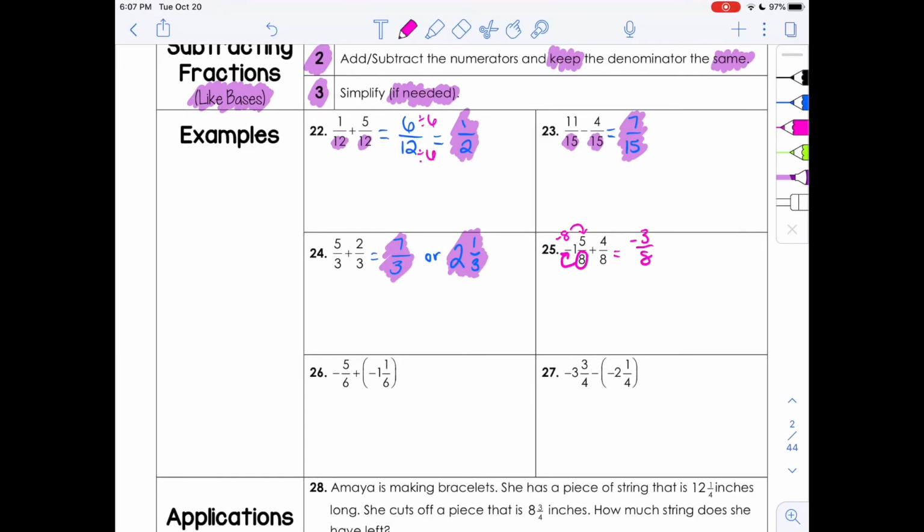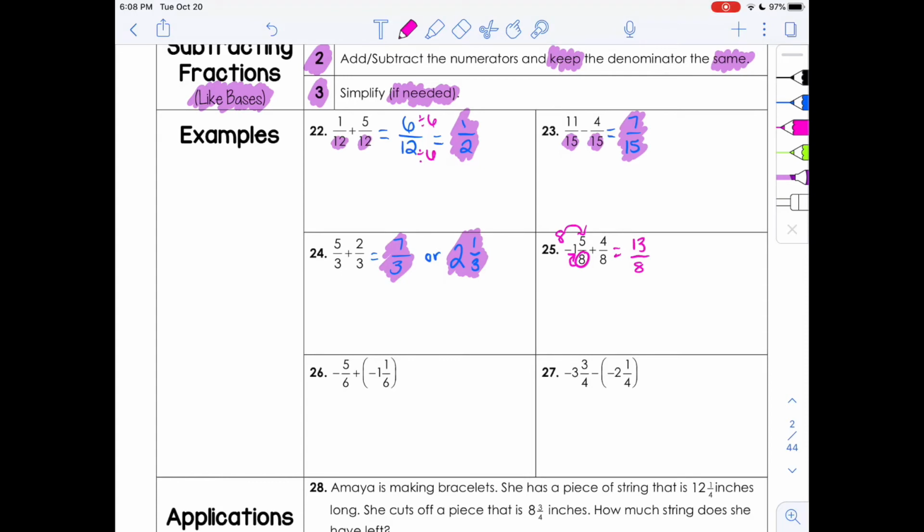I'm sorry. Let me back up just a minute. So let's start over. So you want to multiply your 8 times your whole number. We're going to multiply it just times the 1. And 8 times 1 is 8. And then 8 plus 5 is 13. And your denominator of 8 stays the same.